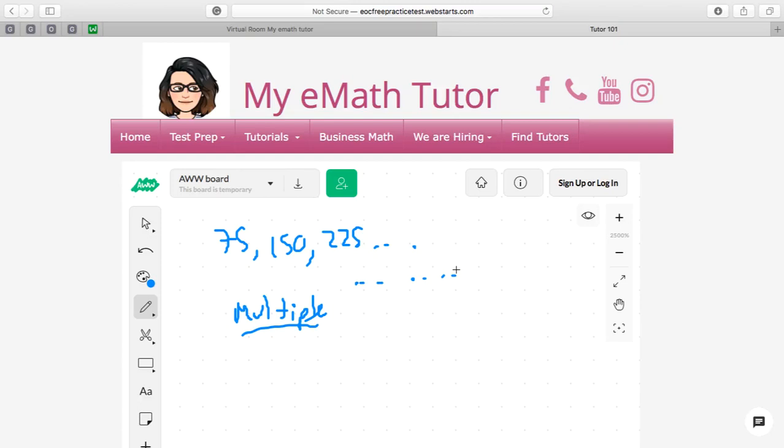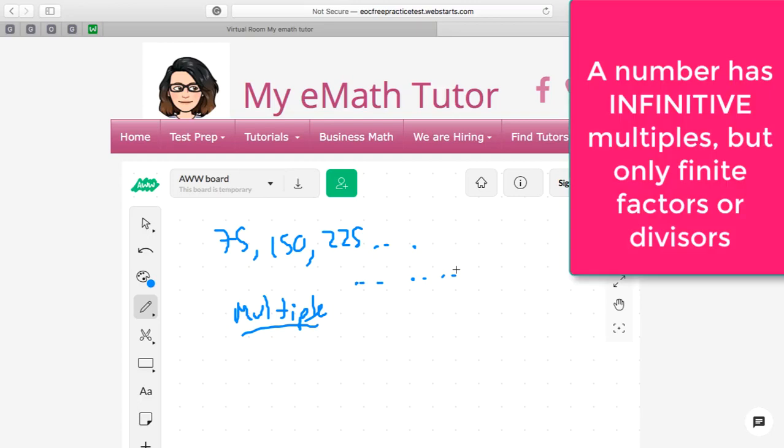So for multiples, they can ask you, find the first 7 multiples of 75. Find the first 3 multiples of 75. So for example, these are the first 3 multiples of the number 75.